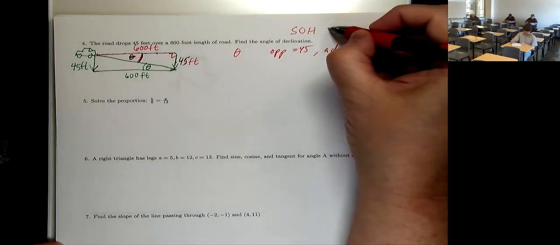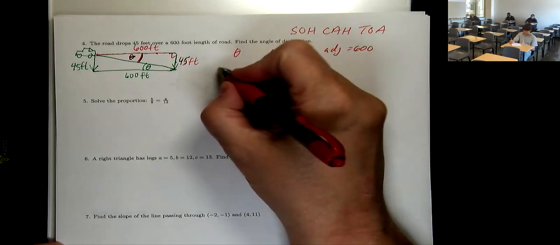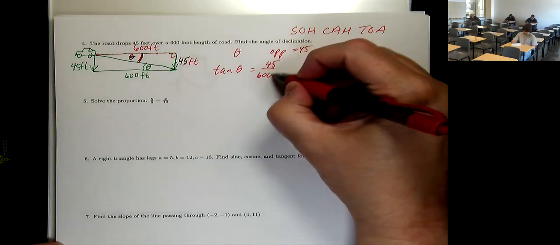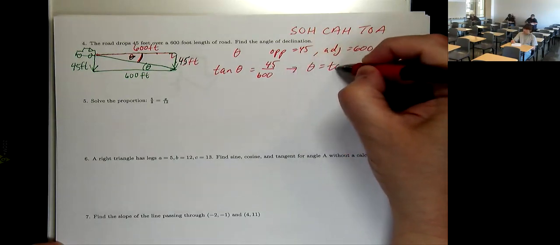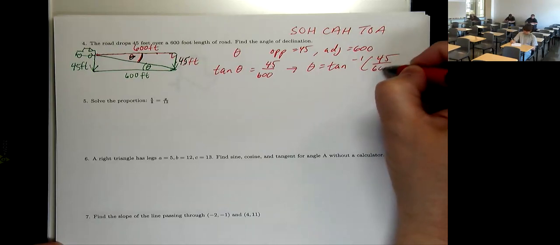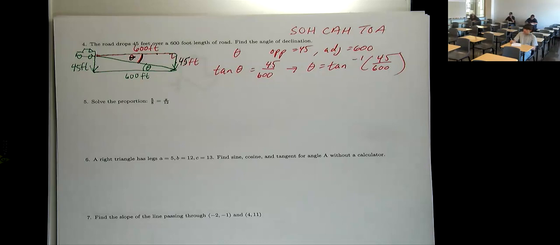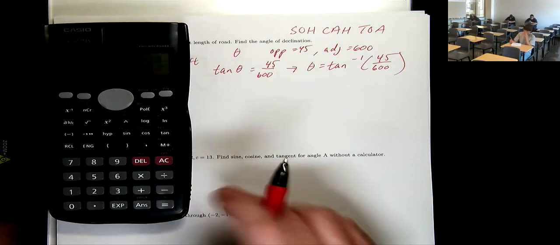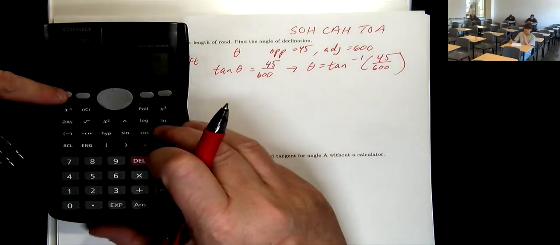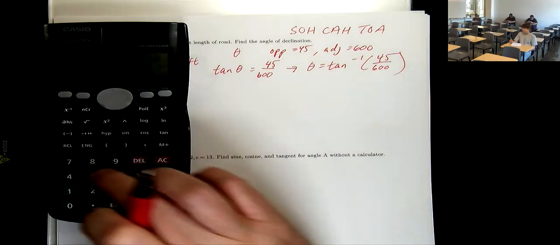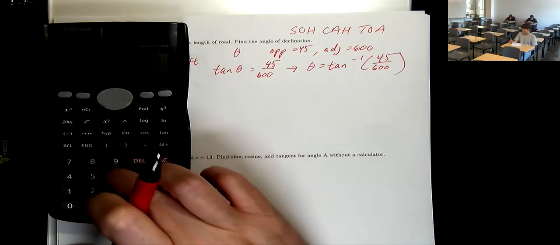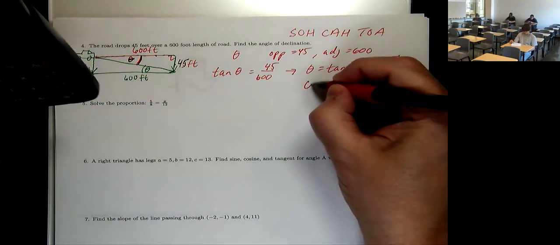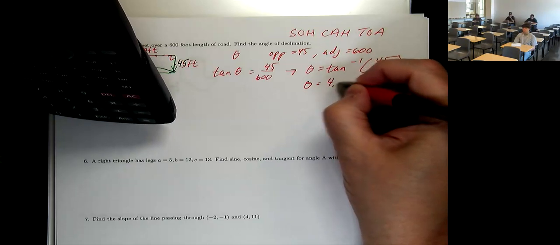That, if we do SOHCAHTOA, is tangent. So tangent theta equals 45 over 600. And this means we can write it like this, tangent inverse of 45 over 600. And that's what we got to put in our calculator. So my tangent inverse is right above my tangent key. Shift, tangent inverse. I'm going to do parentheses, 45 divided by 600. And I am getting theta equals 4.289 degrees.